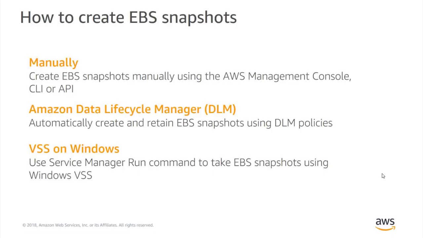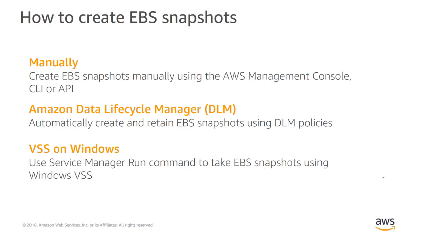There are generally 3 recommended methods for creating snapshots. First, of course, you can take snapshots manually through the console or using the CLI or API. You can also use the newly released Data Lifecycle Manager, which will automatically take snapshots according to a predefined schedule, as well as retain a specific number of snapshots over time.